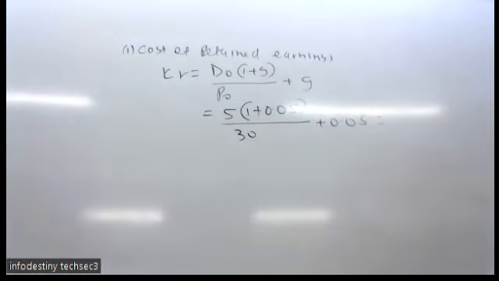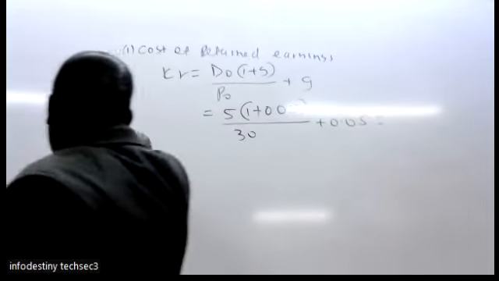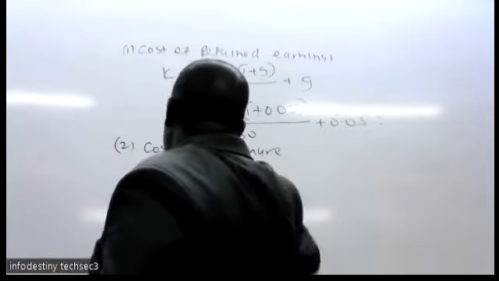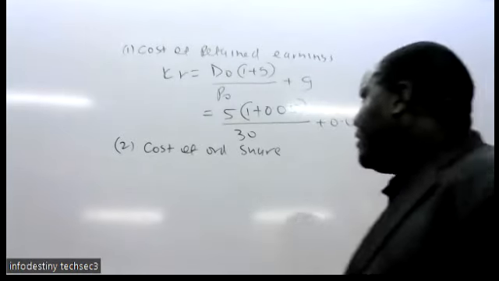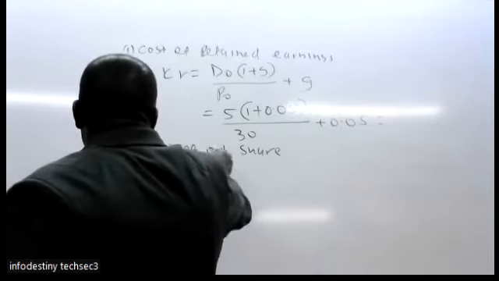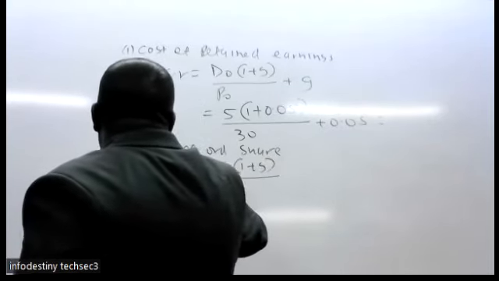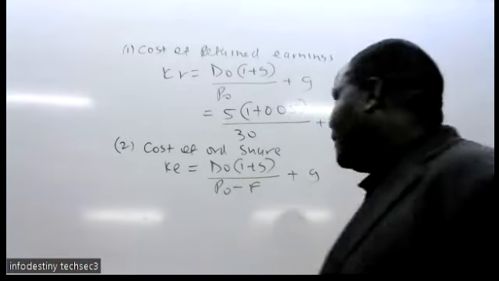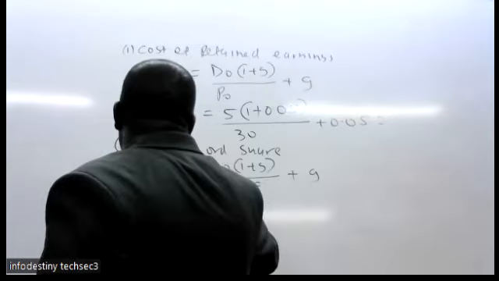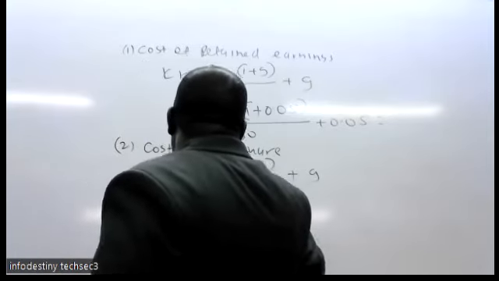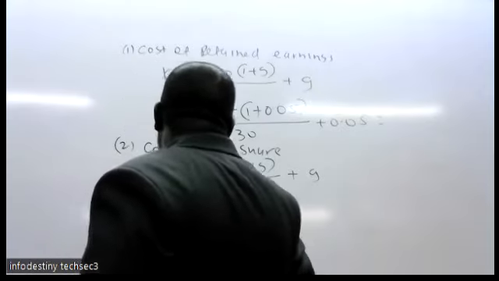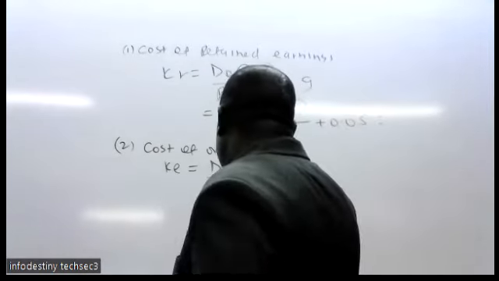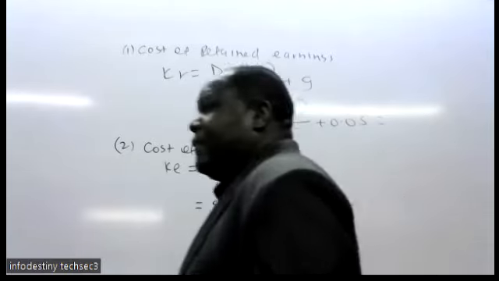The next item we compute is the cost of the ordinary share. So the cost of the ordinary share is Ke, which will be given by D0(1 plus g) over P0 minus the flotation cost, then we also add g. So flotation cost was given as which figure? In note number two, it was given as 5, and also 0.05.